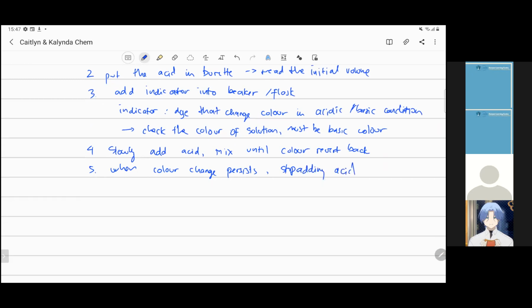When the color change persists, stop adding acid. In reality, we usually do titration at least 3 times. The first is what we call rough titration. In rough titration, we add the acid in large increments, like 1 cubic centimeter. So we put 1 cubic centimeter, stop, mix. 1 cubic centimeter, stop, mix. Keep doing that until at one point the color changes.